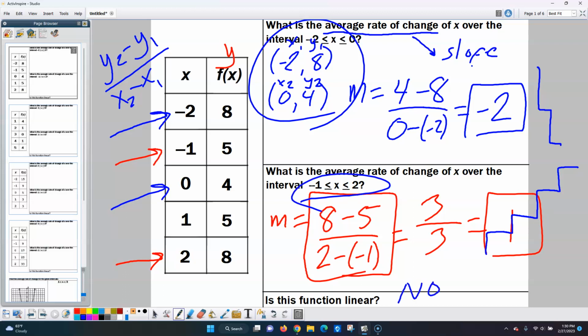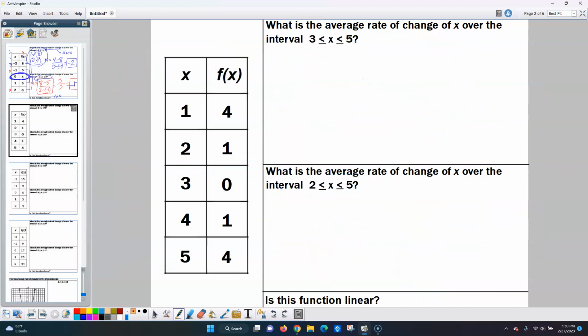No. This function actually looks like it's going to be quadratic. And the reason I'd say that is because it looks like this is my mirror right here, my vertex, because I've got the same thing going on each side. It's going to be an even function either way, but it's looking like it's going to be some sort of quadratic function.